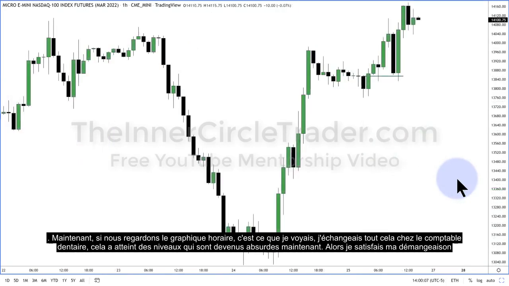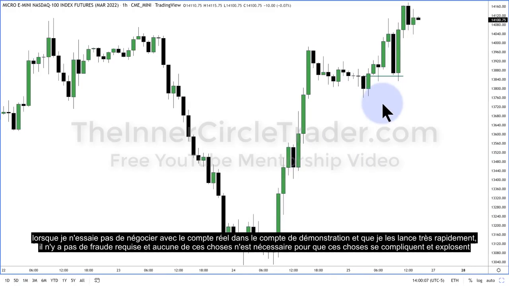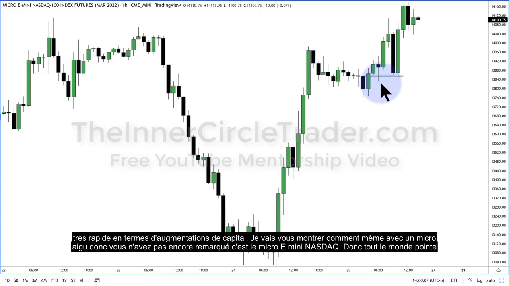Now, if we look at the hourly chart, this is what I was seeing. I was trading all this in a demo account, and it ran up into levels that became absurd. So I satisfy my itch in the demo account when I'm not trying to trade with the live account, and I'll run them up real quick. There is no fraud required to make these things compound and blow up really quick in terms of the equity increases. But I'm going to show you how, even with a micro account.